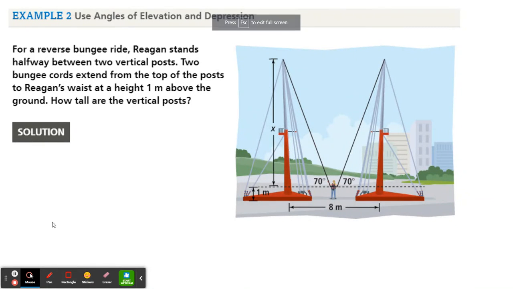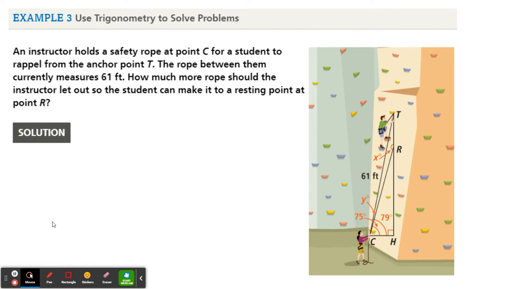Okay, so let's continue with video 2. It says an instructor holds a safety rope at point C for a student to rappel from the anchor point T. The rope between them currently measures 61 feet. How much more rope should the instructor let out so that the student can make it to a resting point at point R?